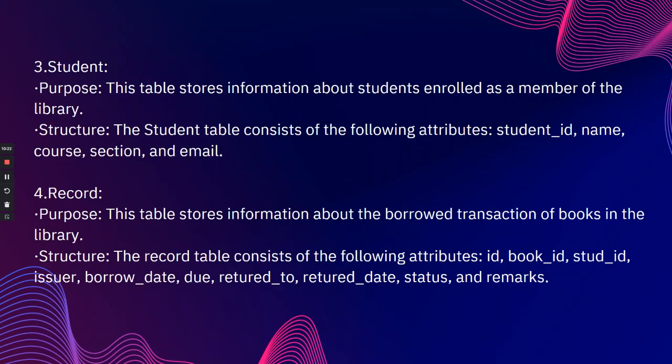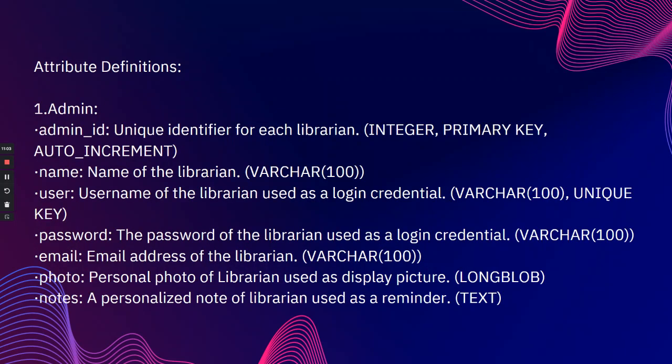Third one, student. Purpose: this table stores information about students enrolled as members of the library. Structure: the student table consists of the following attributes: student ID, name, course, section, and email. Fourth, record. Purpose: this table stores information about the borrowing transactions of books in the library. Structure: the record table consists of the following attributes: ID, book ID, student ID, issuer, borrow date, due, returned to, return date, status, and remarks.